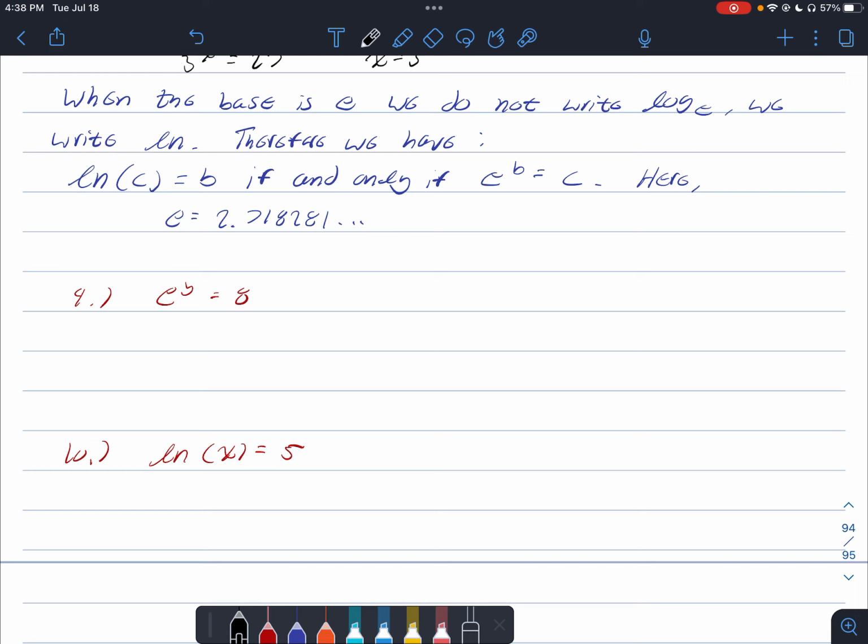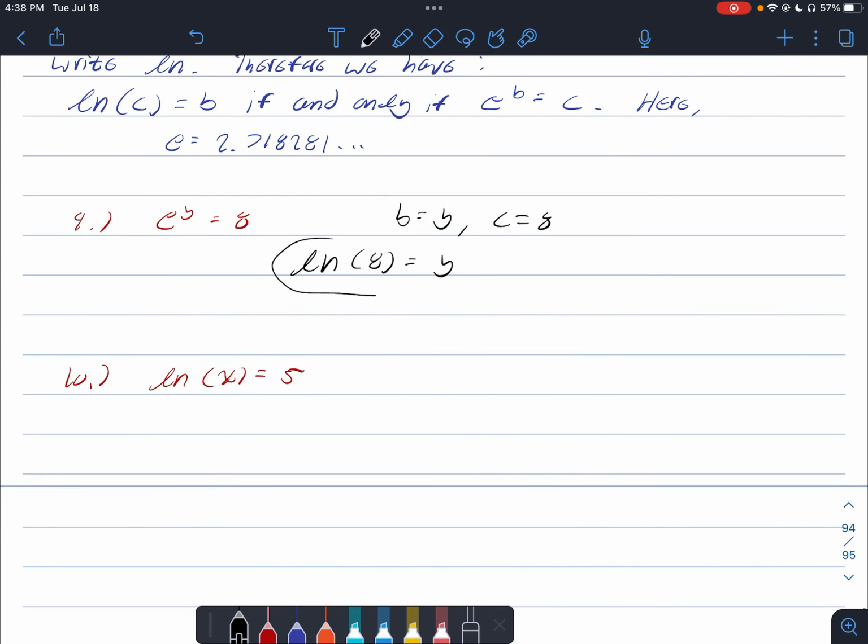So let's see what happens if we have e to the y is equal to 8. Okay, so we have e to the b is equal to c. Can we write this as a natural log instead? Okay, so let's write that down. ln of c. All right, well here we have b is equal to y, and we have c is equal to 8. Therefore, we have ln of 8 is equal to y. Okay, that's just how we would convert that.